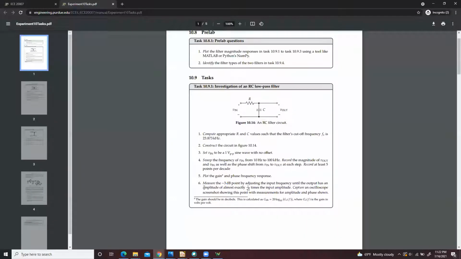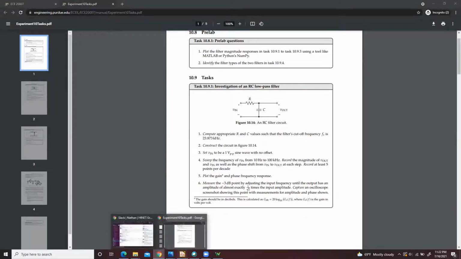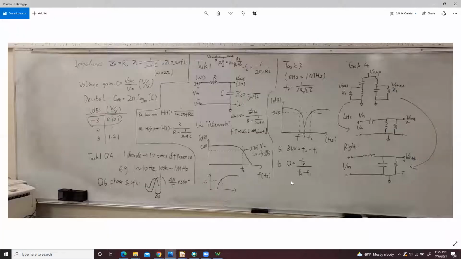Okay, and then in step number 6, you want to measure the negative 3 dB point by using the oscilloscope. You will use the WaveGen to apply the input, and use the scope's channel 1 and channel 2 to measure the input and output. When the output reaches 0.707 times Vin, that will be your cutoff frequency.